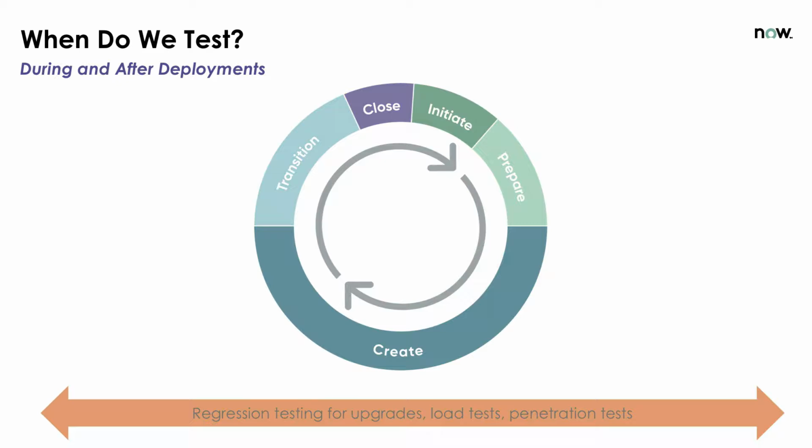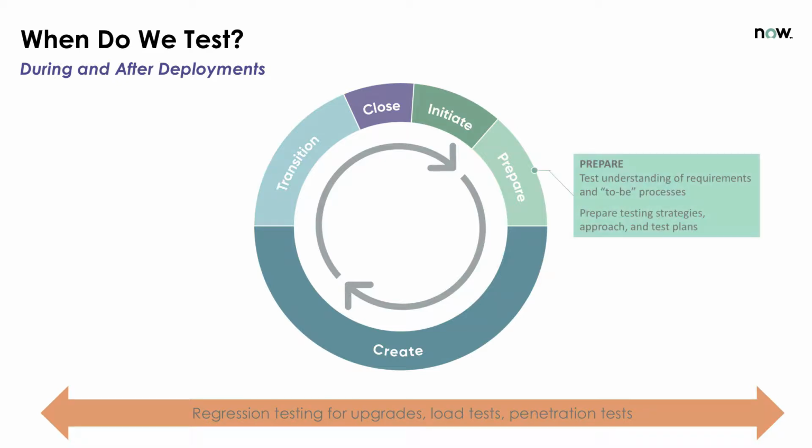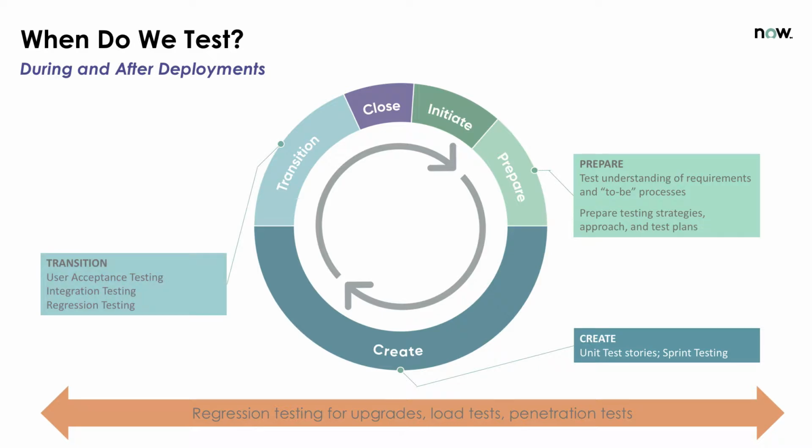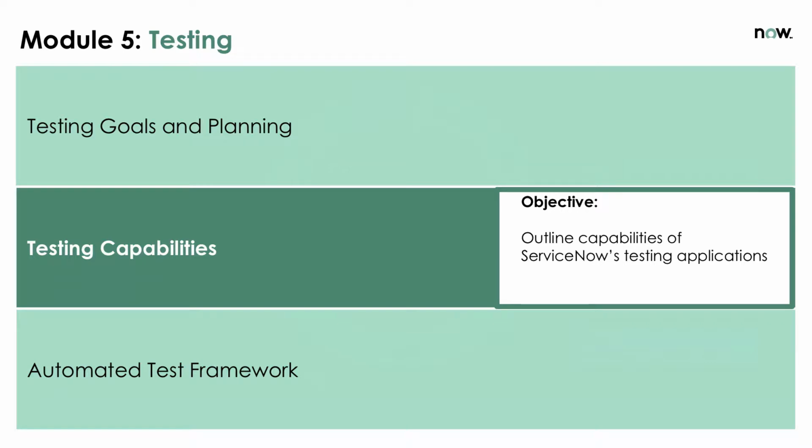When do we test? Throughout the entire life cycle. So our tests can be whiteboard tests. It can be having things just being able to execute end to end. So we've kind of highlighted some of the potential goals and types of testing that we do throughout each phase of our deployment and with each iteration of our development process. We then go into our testing capabilities.